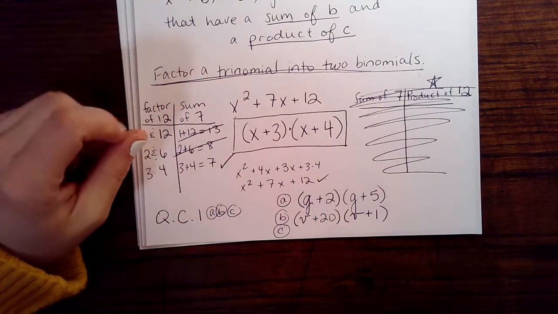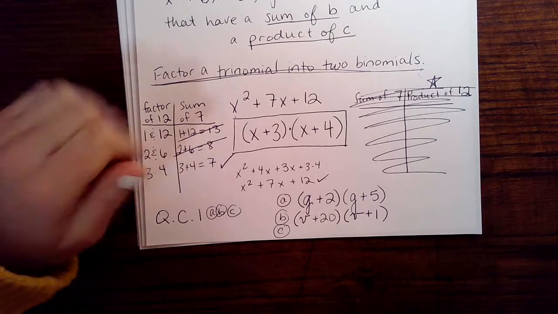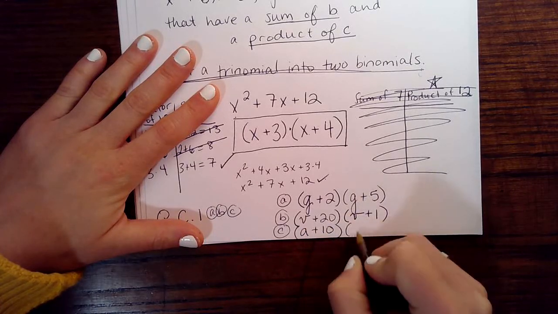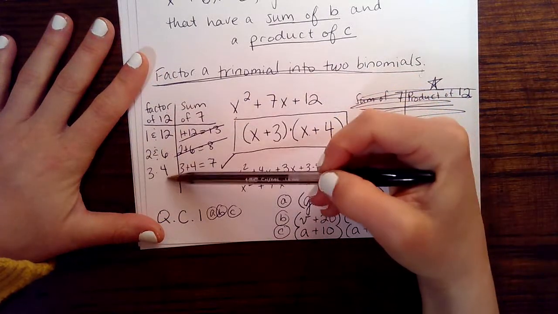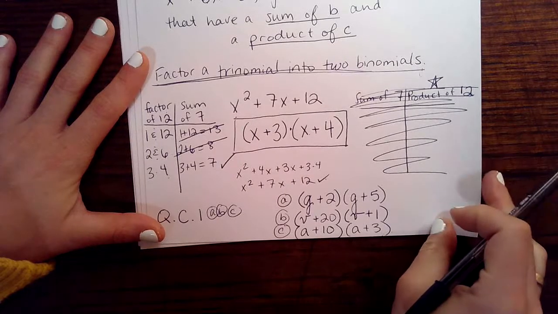And finally, C, a squared plus 13a plus 30. Again, we're looking for factors of 30. So 1 and 30, 5 and 6, 3 and 10. And the pair that gives us a sum of 13 is 10 and 3. Again, I would encourage you to make this table just like the book does, of pairs of factors and their sums, as you're getting more comfortable finding those.